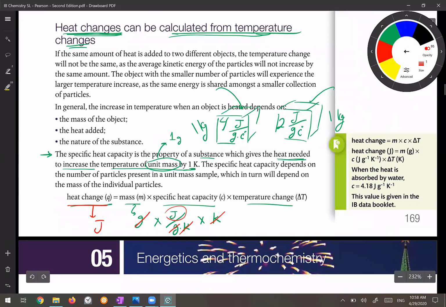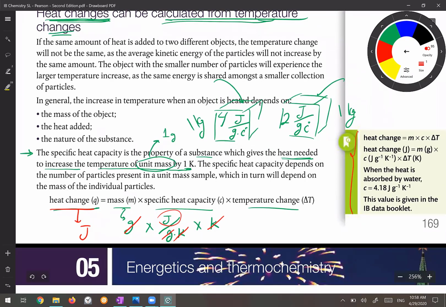So the formula is given also here. And for water it is very important. Its specific heat capacity is 4.18 joule per gram per Kelvin. This value is given in the IB data booklet. So I think in the first table in the data booklet, you have the specific heat capacity of water.